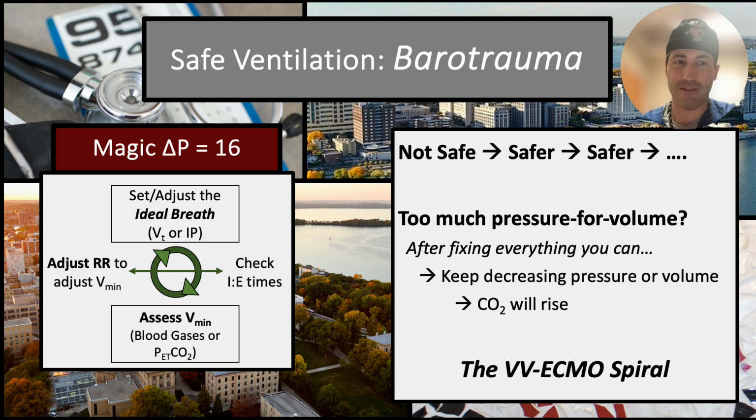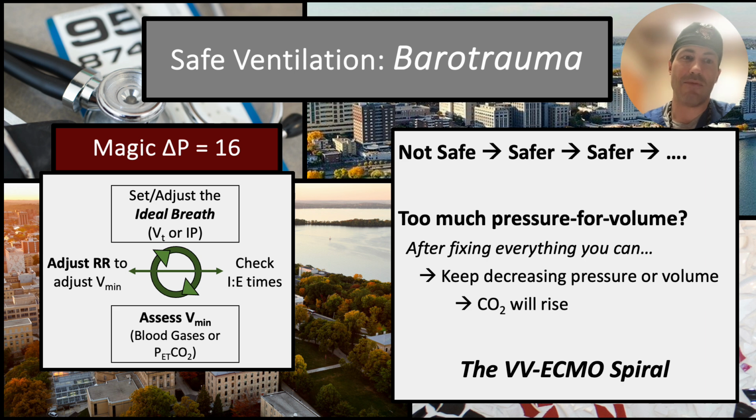So as I set a safer breath, that ideal breath, I make sure my I/E times are okay, and then the CO2 is going to go up because I'm ventilating less. Smaller tidal volumes, higher CO2, less ventilation. So what do I do? I adjust the respiratory rate. From there, I revisit everything.